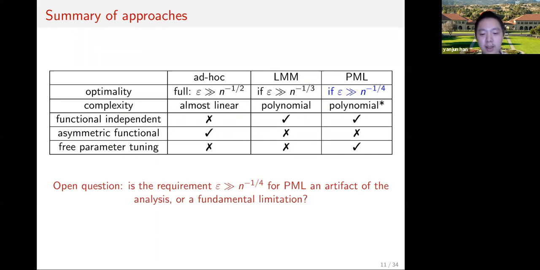It could also be the case that epsilon much greater than n to the minus 1/4 is a fundamental limitation of the PML, while beyond this accuracy level, the PML will fail to be optimal. So this is the main question we'd like to answer in this talk.